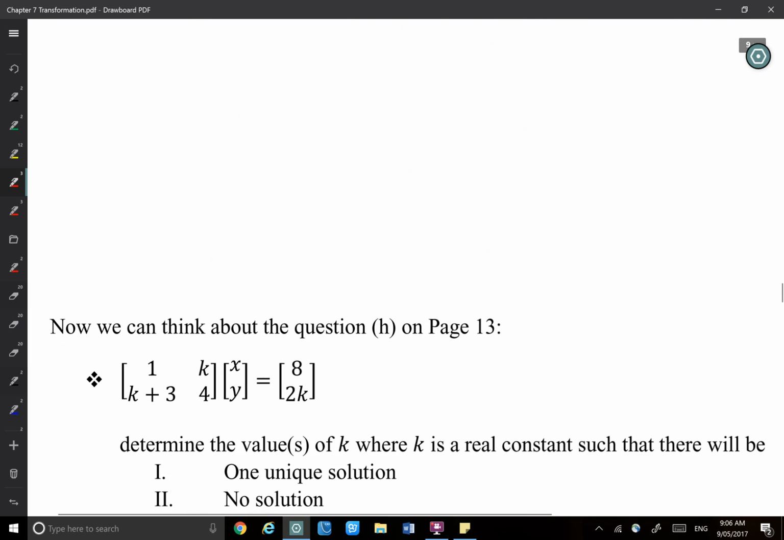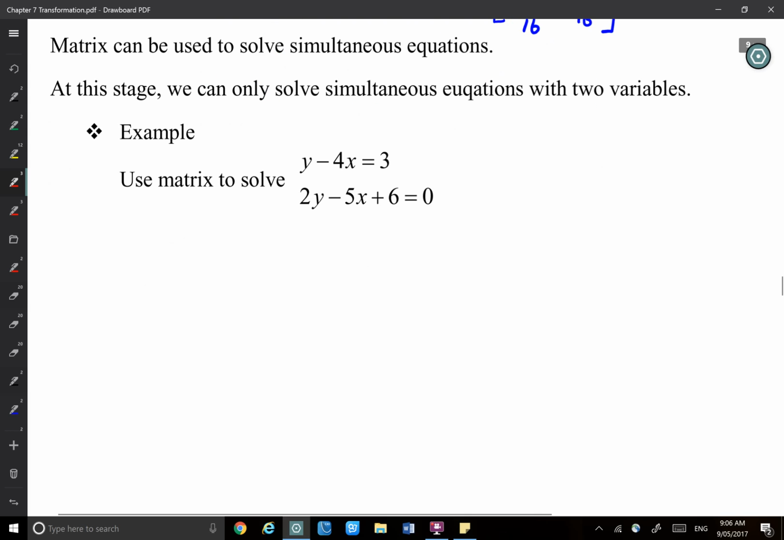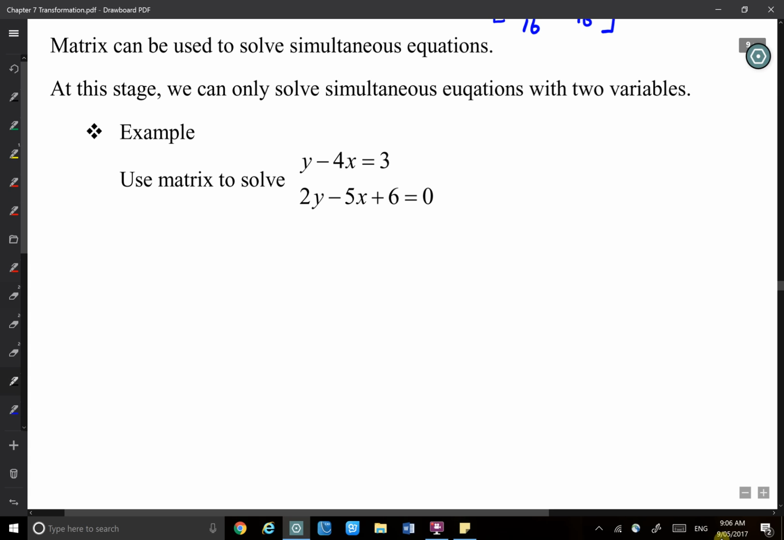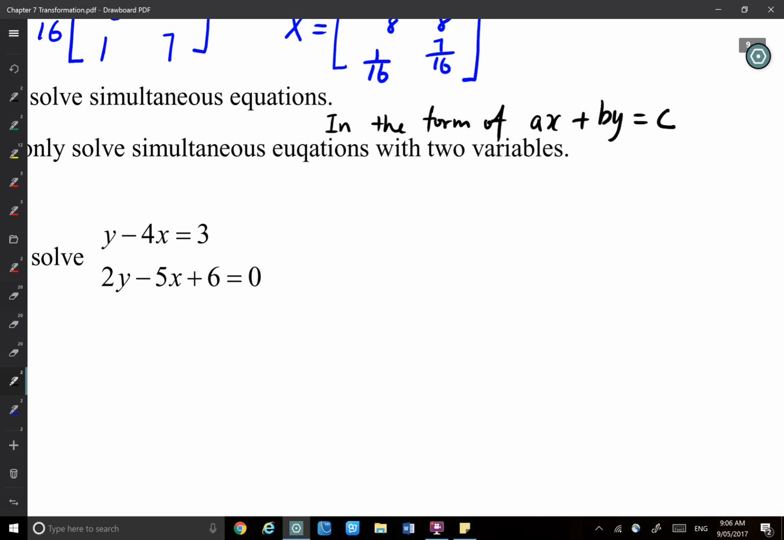Okay, so let's have a look at an application question. I'm not sure if you have learned this before, but matrix can be used to solve simultaneous equations. If you want to solve simultaneous equations, they must be in the form of ax plus by equals to c. It must be in that form.